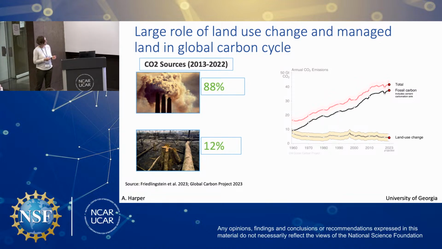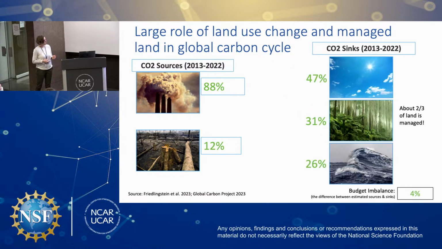Also, even if we think about the natural land sink, about a third of the carbon that's emitted each year is taken up by the land surface. We tend to think of that as a natural process, but actually about two thirds of the land surface is managed. So we really need to include human management impacts on the terrestrial biosphere if we want to represent even just historical changes in carbon.